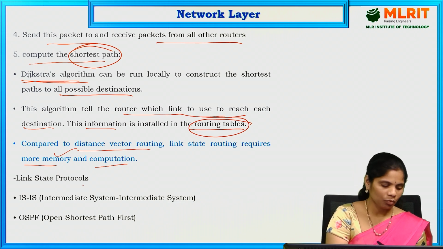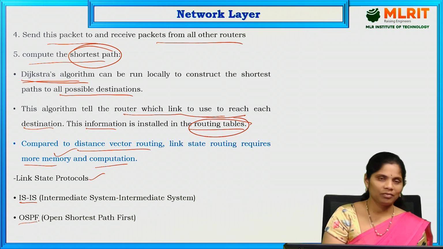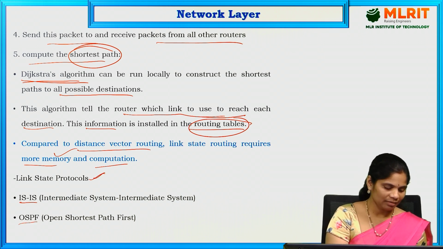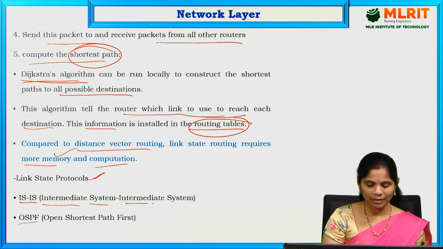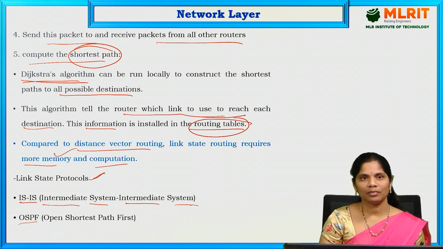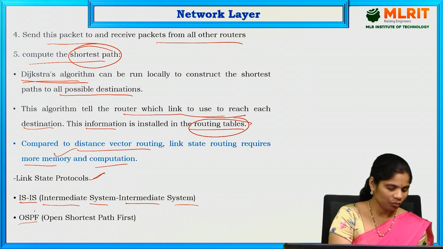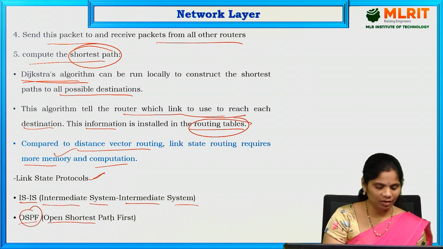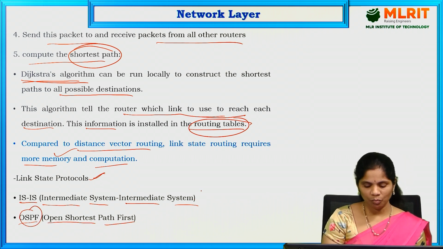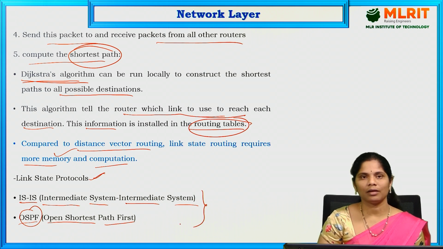So, what are the protocols of the link state routing algorithm? IS-IS and OSPF, these two are the protocols of link state. IS is nothing but intermediate system. OSPF is nothing but open shortest path first. These two protocols we use in the link state algorithm.